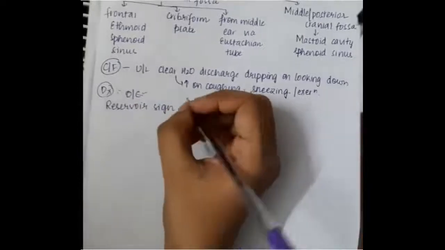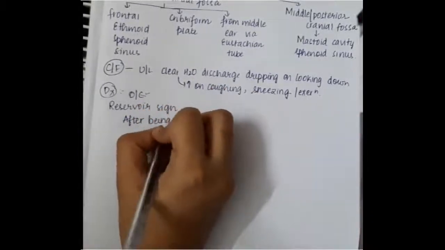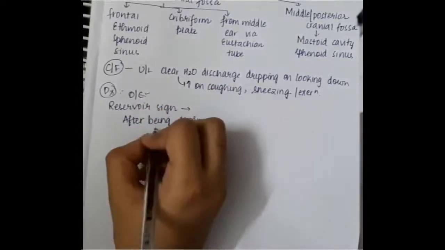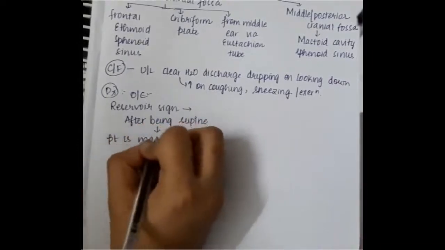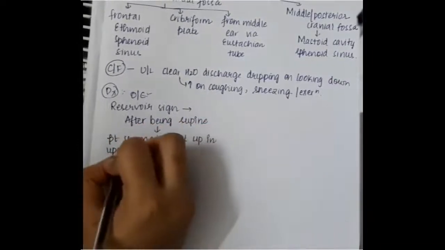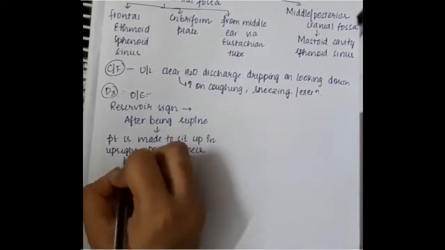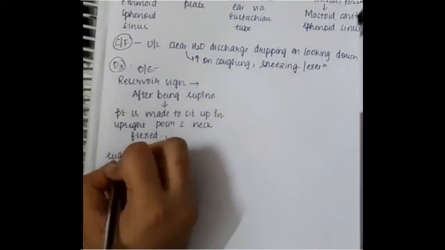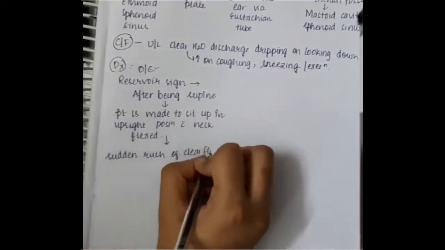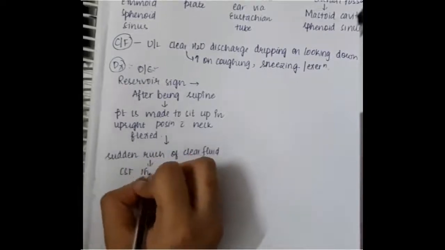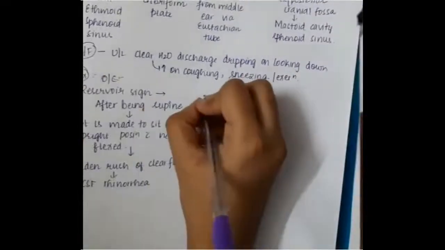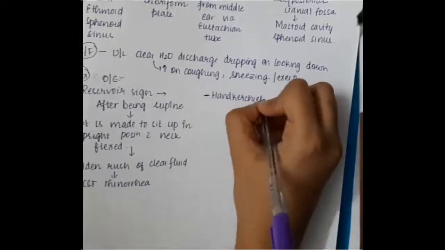Diagnosis: on examination we will see the reservoir sign. After being in the supine position, the patient is made to sit up with the neck flexed. The patient is made to sit upright with neck flexed. Then you will see a sudden gush of fluid rushing through the nose. Then you can diagnose it as CSF rhinorrhea.